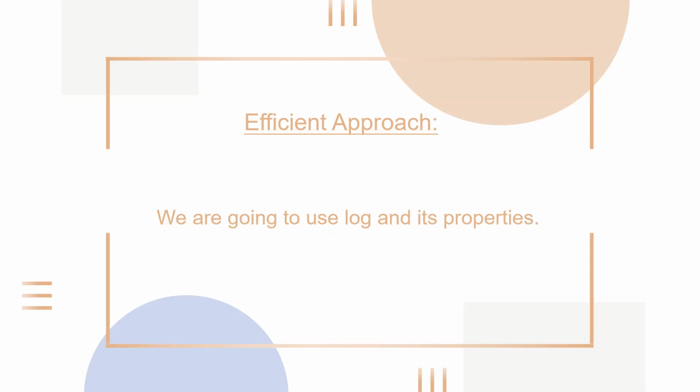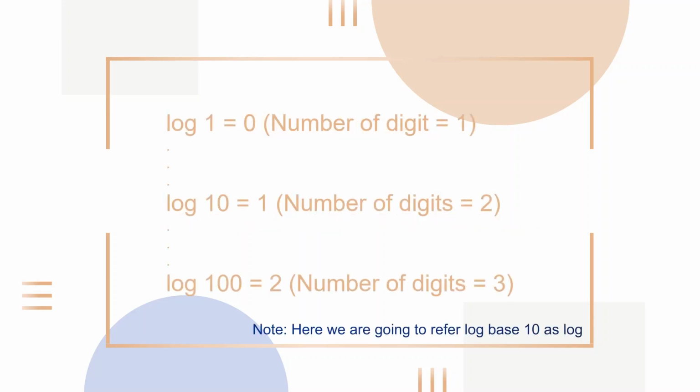We are going to use log and its properties. We are going to use log base 10 as log. You can see that the log of 1 is equal to 0 and the number of digits in 1 is 1. Similarly, log of 10 is equal to 1 and the number of digits is 2. Log of 100 is equal to 2 and the number of digits is 3.